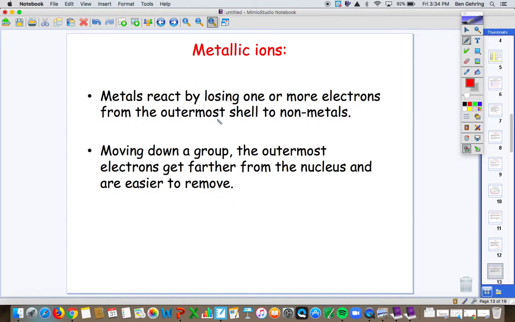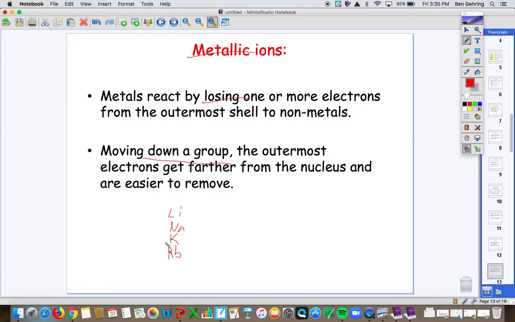If we look at ions, so ions are atoms with a charge. If we're talking metallic ions, remember metals form cations, meaning they lose one or more electrons. In order to do that, you have to pull that electron away. And so your metals that are farther down a group, as you go lithium, sodium, potassium, and then I believe it's rubidium after that.